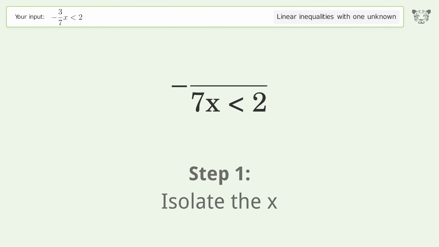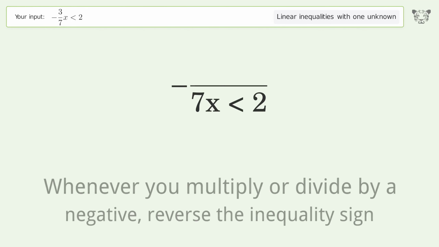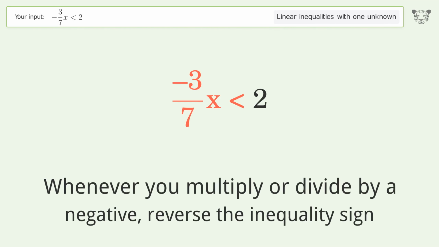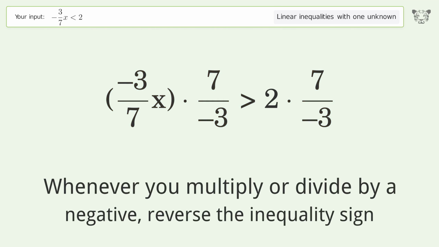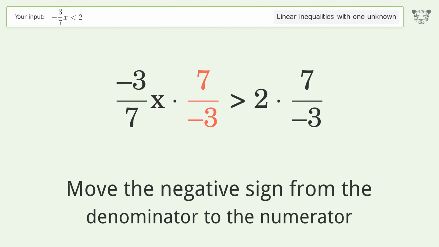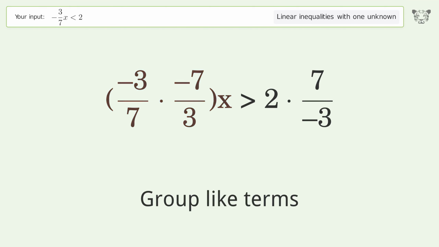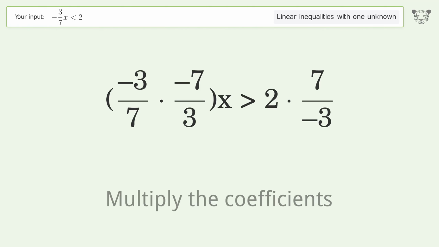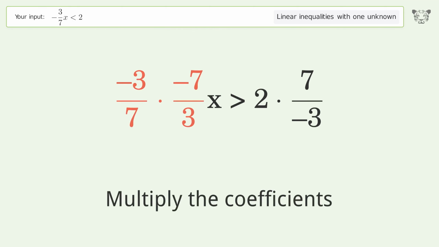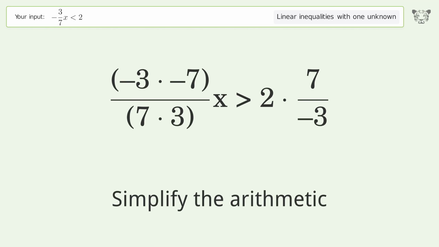Isolate the x. Multiply both sides by inverse fraction 7 over negative 3. Whenever you multiply or divide by a negative, reverse the inequality sign. Move the negative sign from the denominator to the numerator. Group like terms. Multiply the coefficients. Simplify the arithmetic.